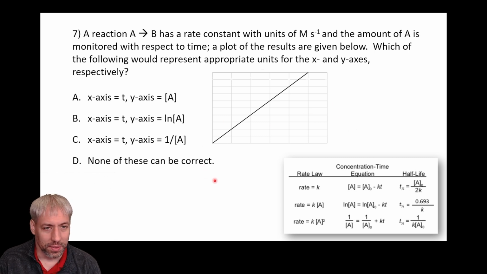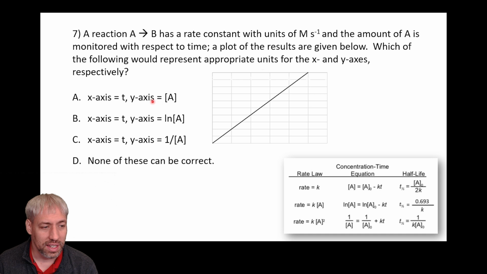All right, so looking at this one, very similar question. The only hint we have of what the rate law is, is molarity per second. The only rate law that coincides with molarity per second is rate is equal to k. This is a zero order reaction. And so for a zero order reaction, we would expect the relationship between t and concentration of A to be linear. So we could suggest t here and A here. But it turns out the answer to the question is D. None of these are correct.